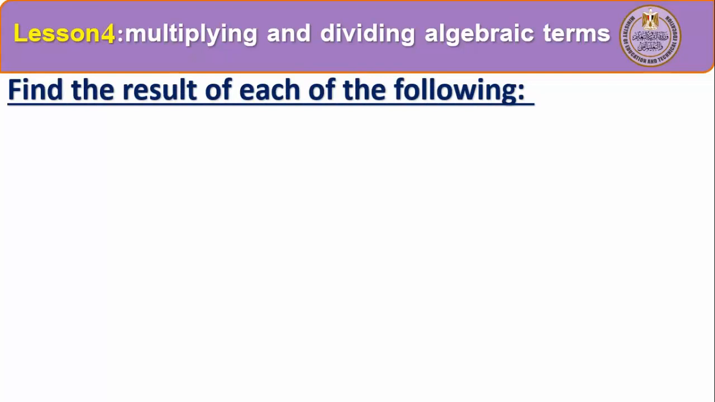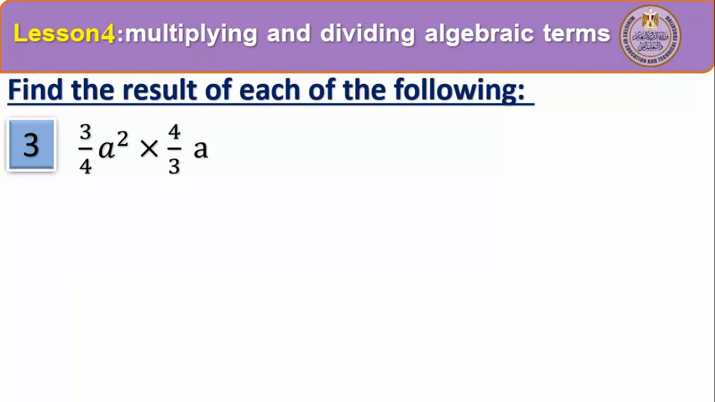Now, we'll complete our questions. Find the result of each of the following. 3 over 4 a power 2 times 4 over 3 a. Firstly, as you know, we must multiply coefficients. So 3 over 4 multiplied by 4 over 3 equals 1.